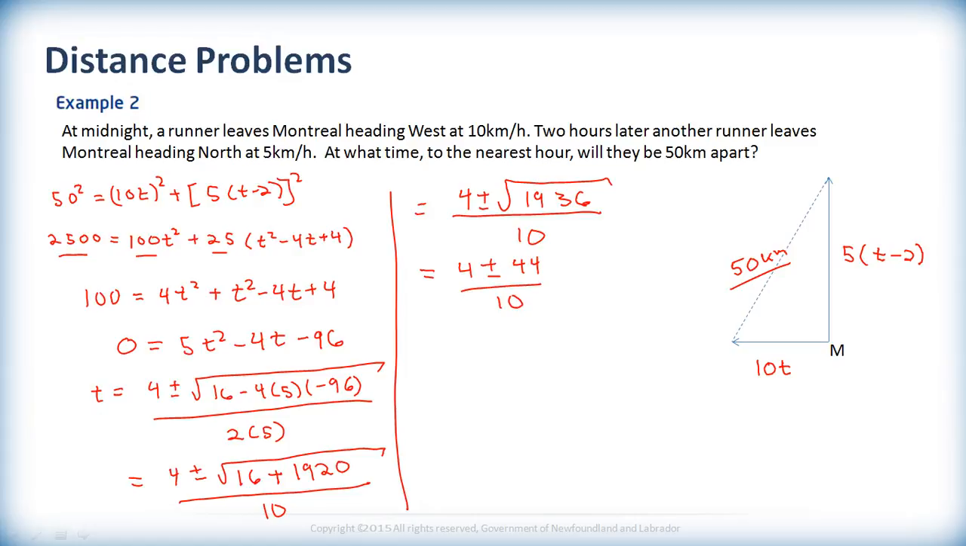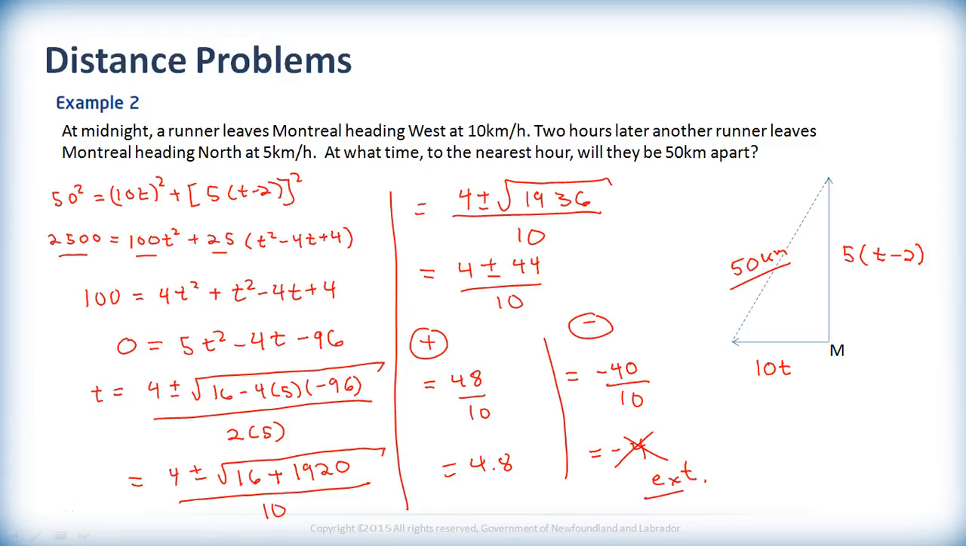All over 10. If we work this out with the plus, we're going to have 4 plus 44 all over 10, which is 48 over 10, or 4.8. And if we work it out with the subtraction, we're going to get 4 minus 44, which is negative 40, over 10, and we get negative 4. Now, I don't think the runners went back in time, so we'll call that one extraneous. And we'll keep the one that says 4.8 hours. They said to the nearest hour, so we're going to say about 5 a.m. It's 4.8 hours roughly after midnight.